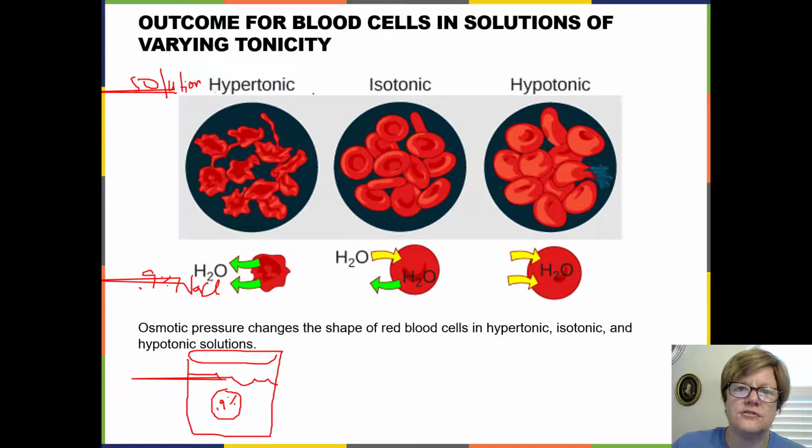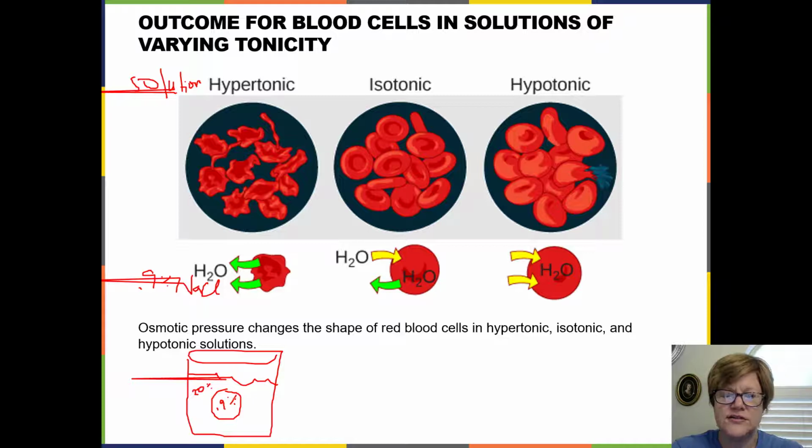A hypertonic solution would have much more saline, which is sodium chloride. So maybe 20% salt outside the cell, in the beaker. If you dropped a cell that had 0.9% sodium chloride into a beaker that had 20%, I just made up that number, which way would the water move? You have to think about this, because we're only looking at which way the water is going to move, since we're talking about osmosis. So where is the water concentration the highest?